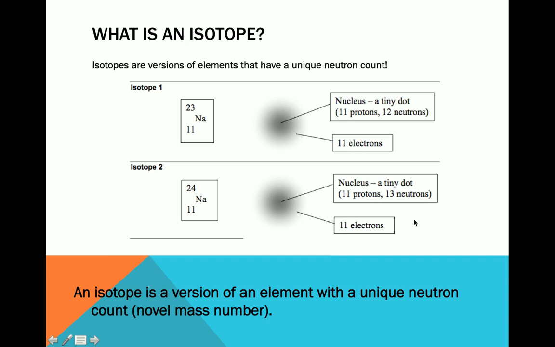So an isotope is a version of an element with a unique neutron count, or we might say a novel mass number. These are both sodium because they both have 11 protons. It's the difference in mass number that makes them 2 distinct isotopes.